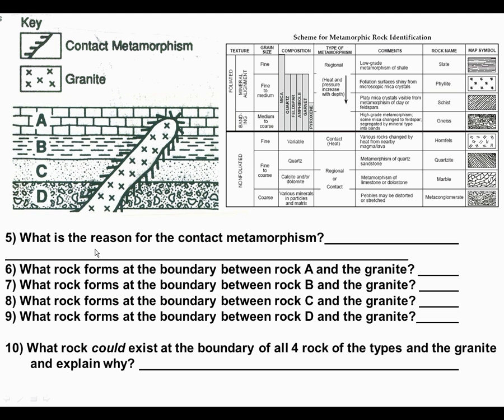Okay, so what rock forms at the boundary between A and the granite? A and the granite. So this is limestone. So I got to look on the comments for limestone. Limestone's here, so that means between the limestone and the granite is a zone of marble. Okay, so there's the limestone. Next to the contact metamorphism, this is metamorphism of limestone or dolostone, marble. And that symbol there matches up with, well, what will look like a metamorphic rock symbol.